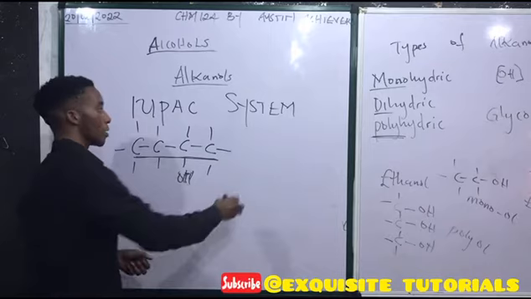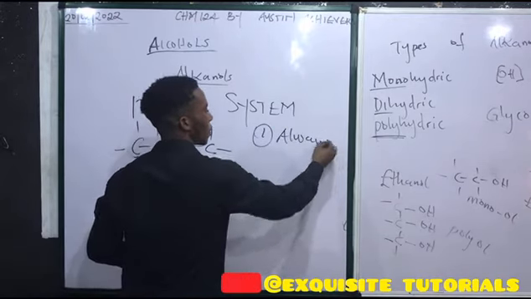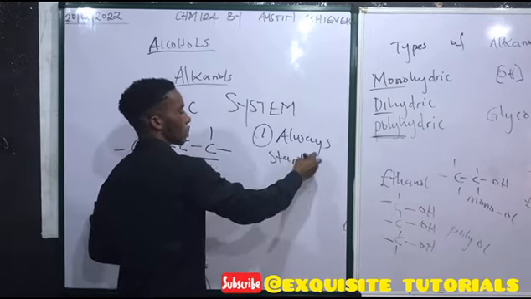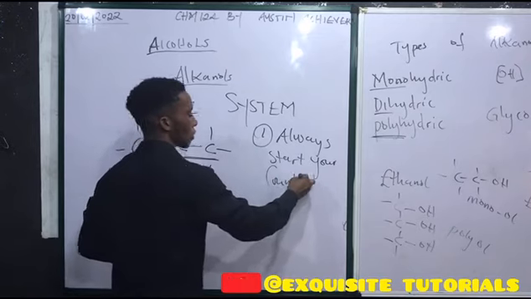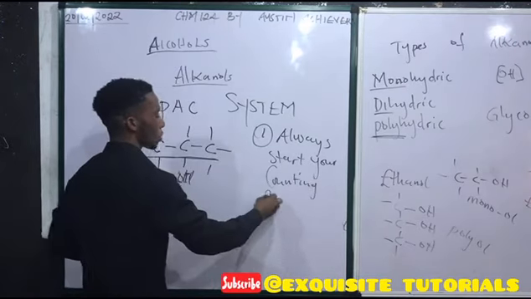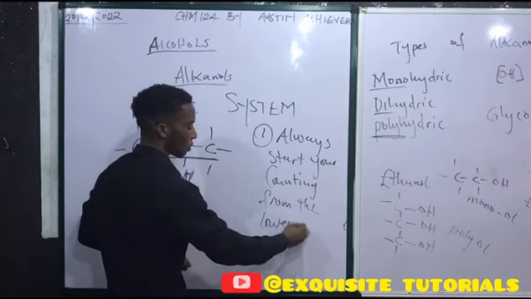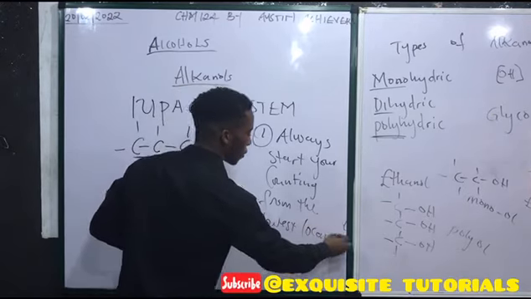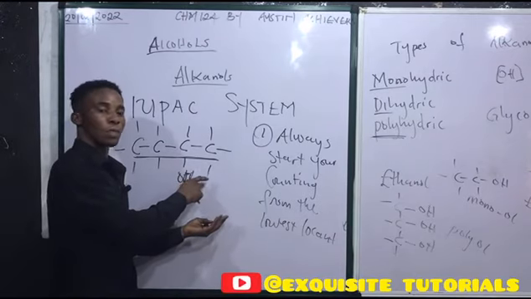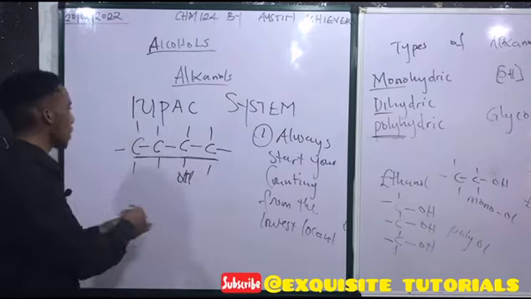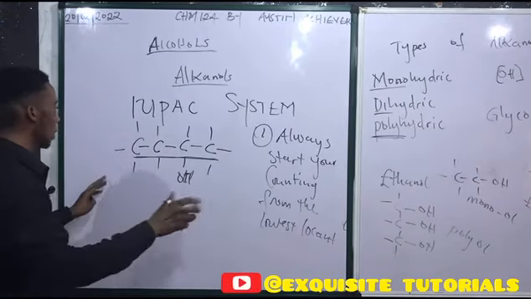The first rule says, always start your counting from the lowest locant. What is the locant? The point at which the functional group that determines the compound is located. It will be very wrong for me to start here. Why is it wrong? Look at it.